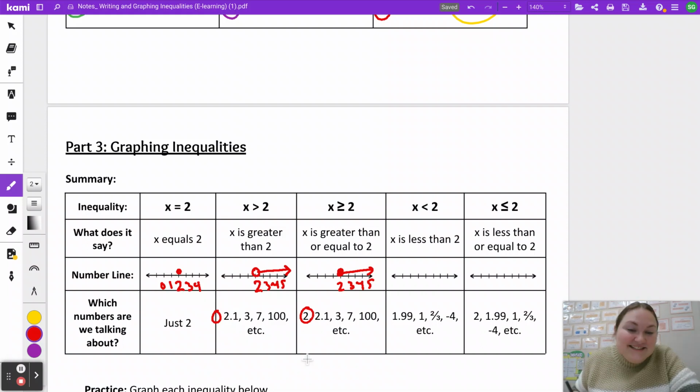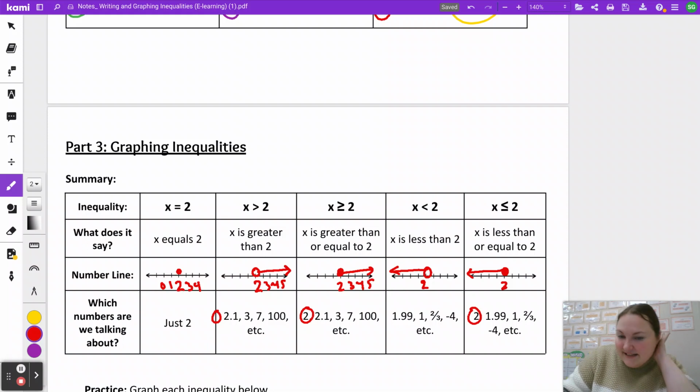Similarly, for x is less than 2 and x is less than or equal to 2, both of those are talking about the numbers to the left of 2. The difference is x is less than 2 does not include 2 as a possibility, and x is less than or equal to 2 does include x equals 2 as a possibility. So again, it's that difference of, are we talking about 2, yes or no?